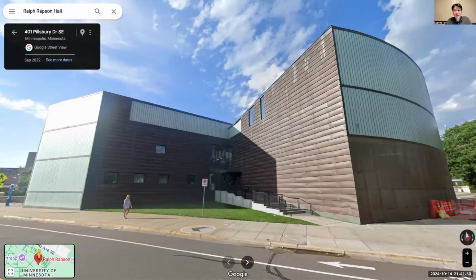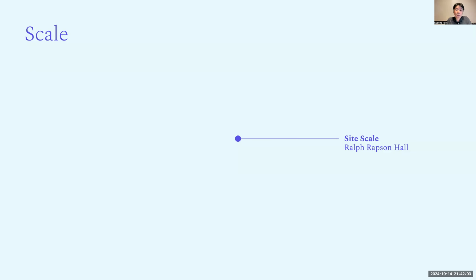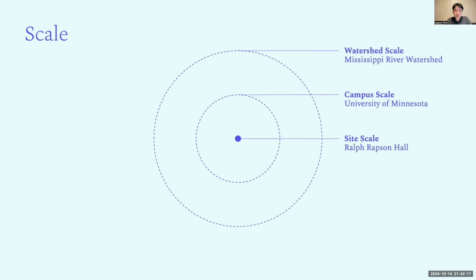To explore our representation methods, we selected Ralph Rapson Hall at the University of Minnesota as our site of study, primarily due to its proximity and our collective familiarity with its architecture and landscape. For the purposes of this project, we decided to examine this location from 3 different scales, the smallest of which is the site itself. Then there is the campus scale, and then finally the largest of which is the watershed, which is an area in which water from various sources gets channeled into an outflow point, which happens to be the Mississippi River for our specific site.